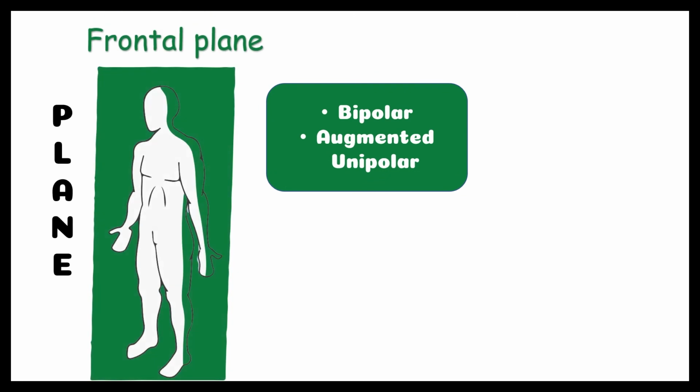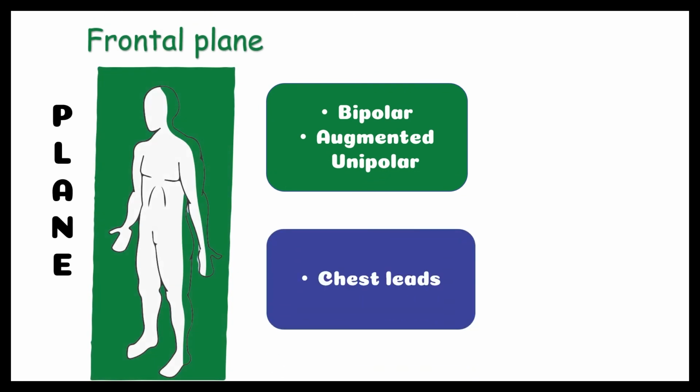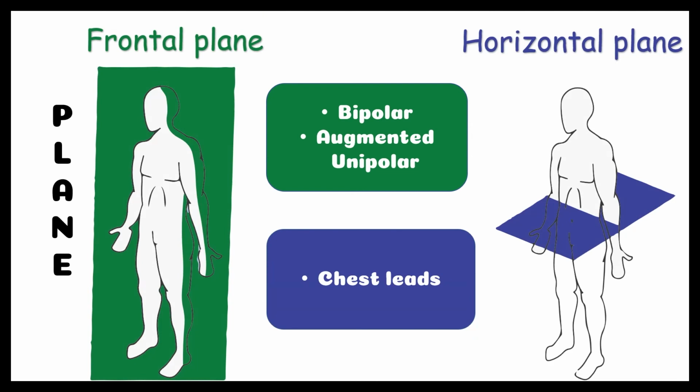Next, plane. The heart is a 3-dimensional organ, so we see it from different planes. Bipolar and augmented unipolar limb leads read the electrical activity from the frontal plane. And the chest leads read the electrical activity from the horizontal plane.